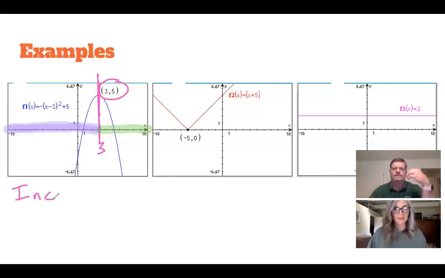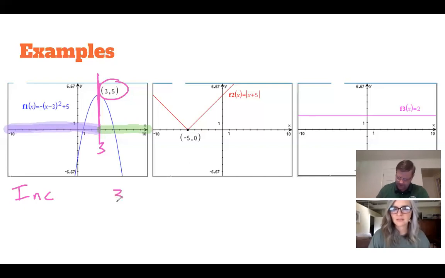Okay. Now I could say, too lazy to write that whole word. Yeah, it takes forever. And you all know what I mean. It's increasing everything less than 3. So we can write that as x less than 3, but I'm going to introduce you to something called interval notation.